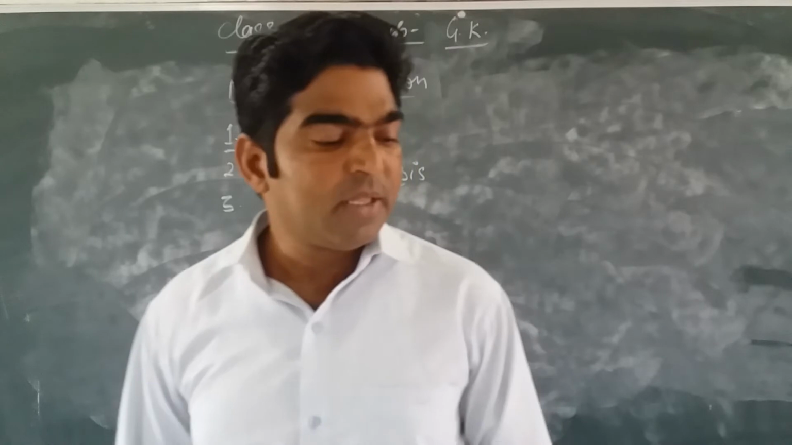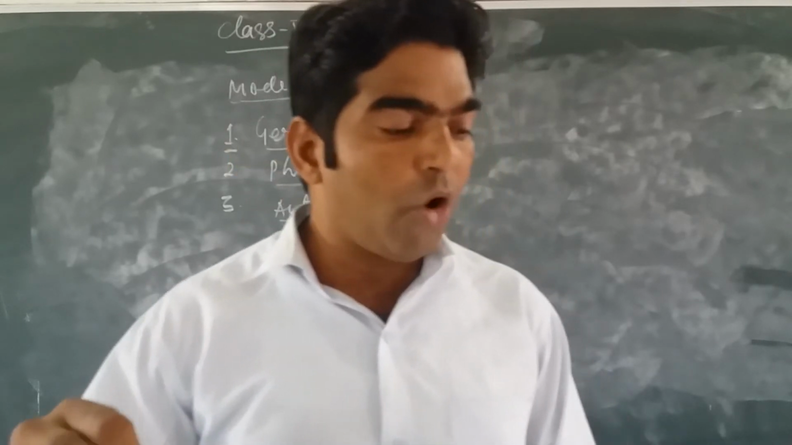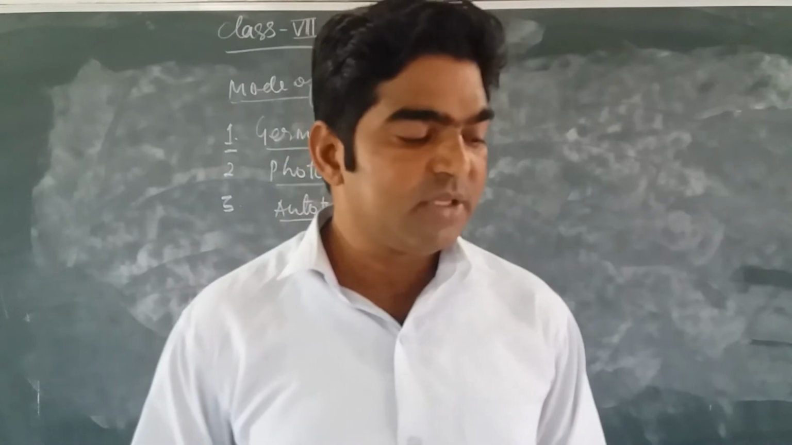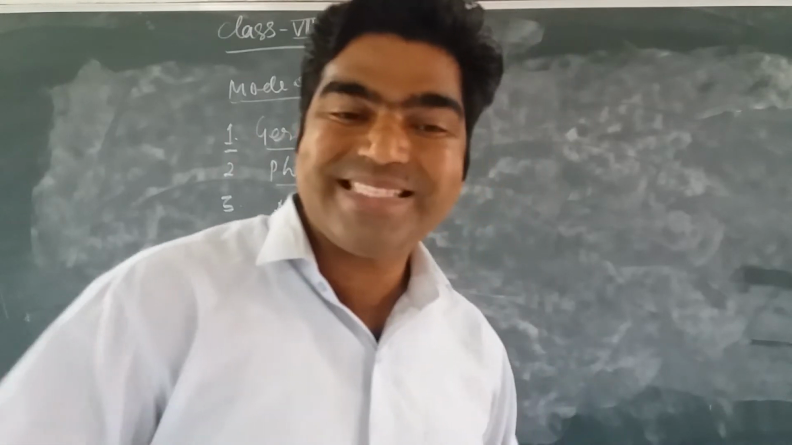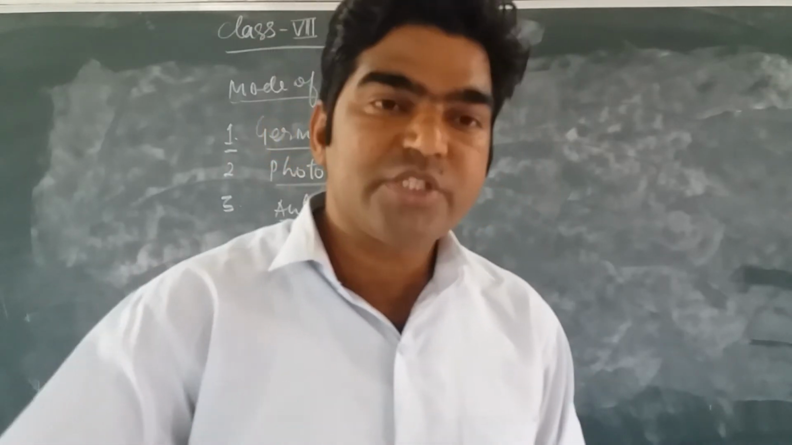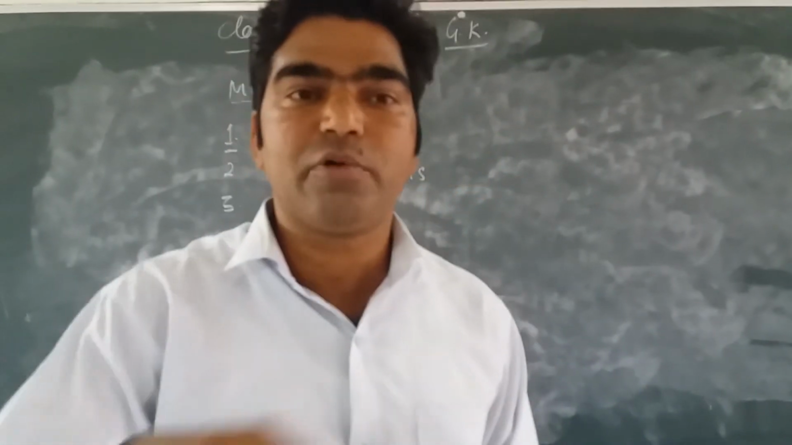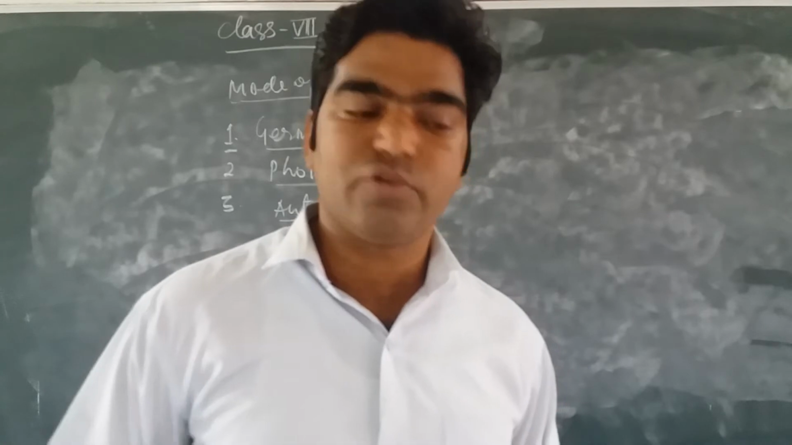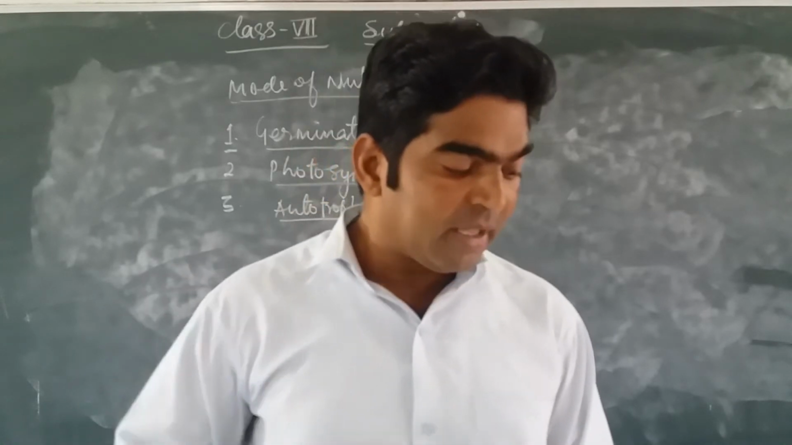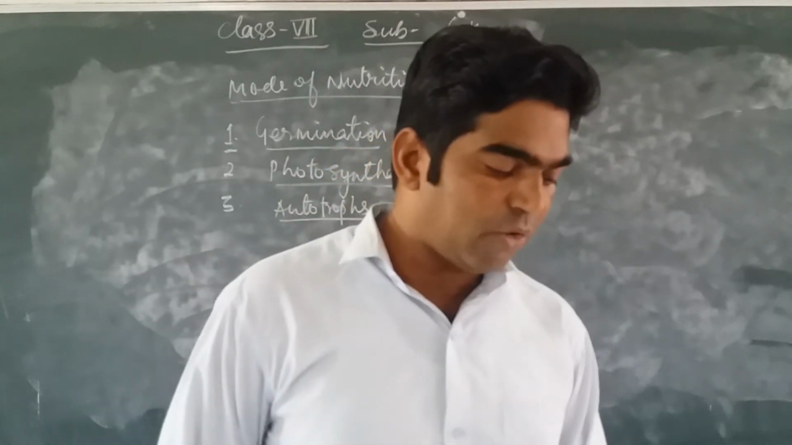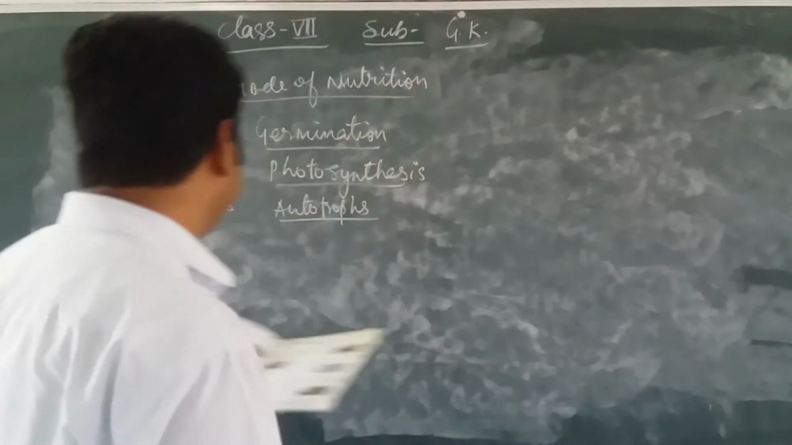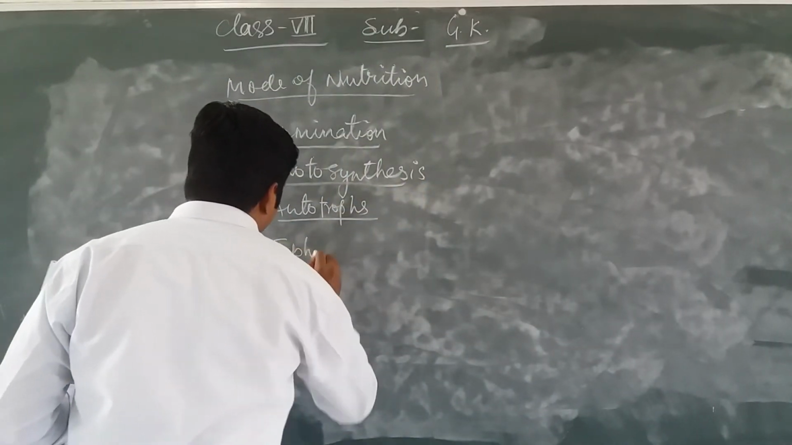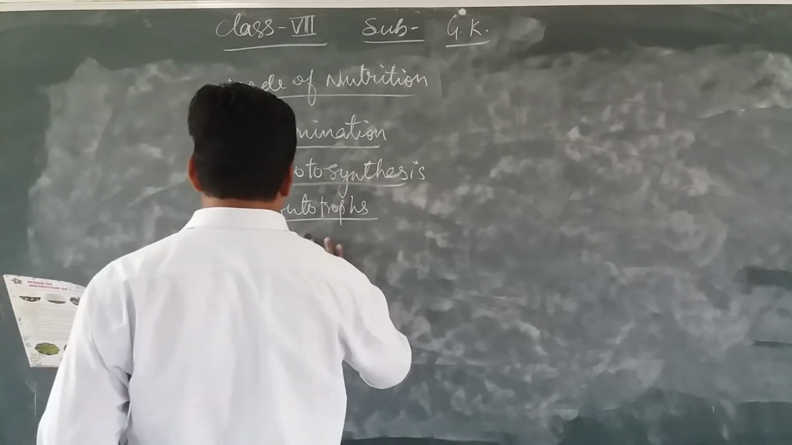Next, fourth: the plants that grow on other plants but do not take nourishment from them are called what? Means such plants grow on another plant but do not derive or use nutrients from it. That type of plant is called epiphyte plants. So the answer to the fourth is epiphyte plants.